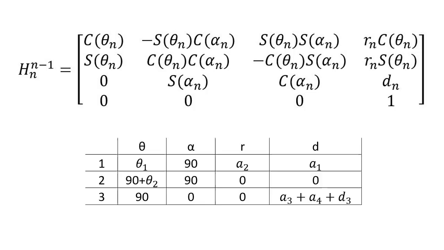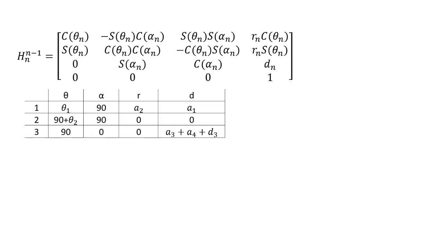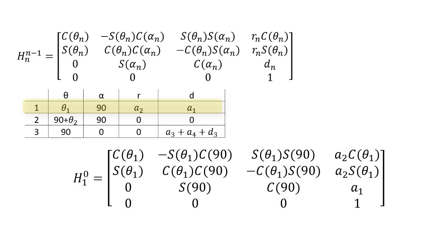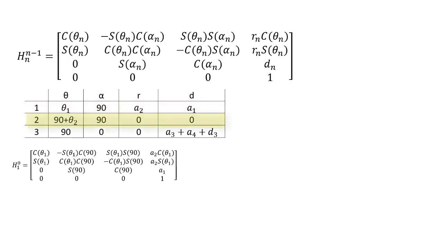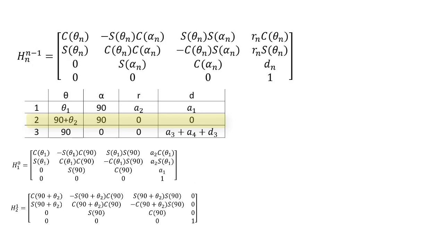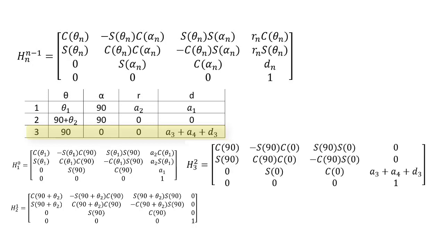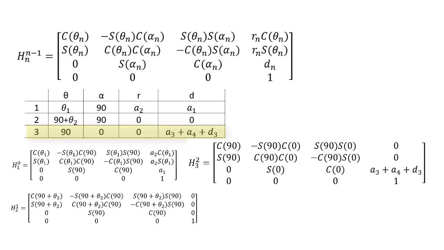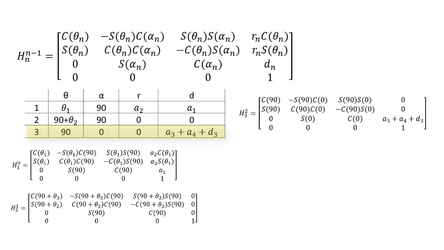effector frame. For example, I'm showing here the filled in table that we got in the last video. I'll fill in all of the parameters that we got for the first row to get H01 like this. Then I'll fill in all of the values we got in the second row to get H12 like this. Then I'll fill in all of the values we have in the third row of the table to get H23 like this. Now, to get H03, I'll multiply these three matrices together.